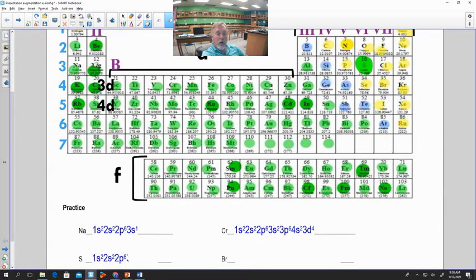Come down to our third row here, 3s. We have both of those, so there's the 3s2. And now we're in our 3p. Sulfur's in here, so we have 3p: 1, 2, 3, 4 electrons in there. 3p4.